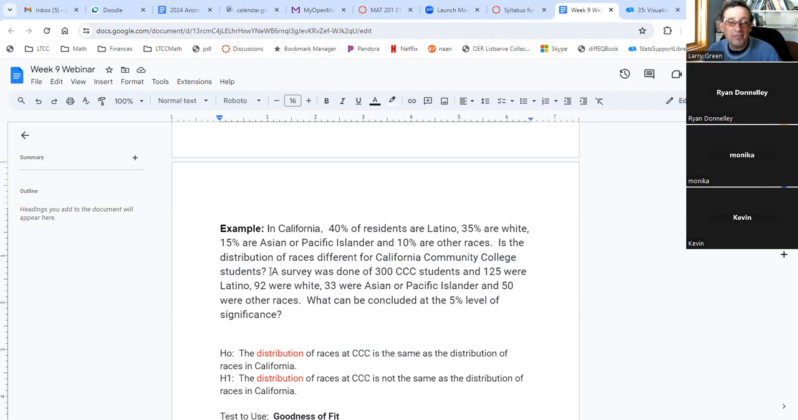Okay, now, these numbers I made up, but you can imagine a survey was done of 300 California community college students, and 125 were Latino, 92 were white, 33 were Asian or Pacific Islander, and 50 were other races. Okay. So what can be concluded at the 5% level of significance? Any questions on the example and what the question's asking about?